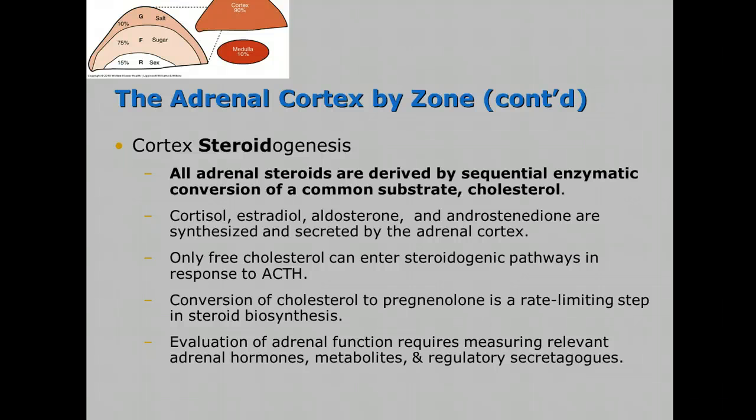Only free cholesterol can enter the steroidogenic pathways in response to the adrenal corticotropic hormone. We talked about the adrenal corticotropic hormone in our pituitary chapter, and this is released from the anterior pituitary to cause the adrenals to release these items. The conversion of that cholesterol to pregnenolone is a rate-limiting step. If the cholesterol does not turn into pregnenolone, it will stop the steroid synthesis. So that is a very important piece.